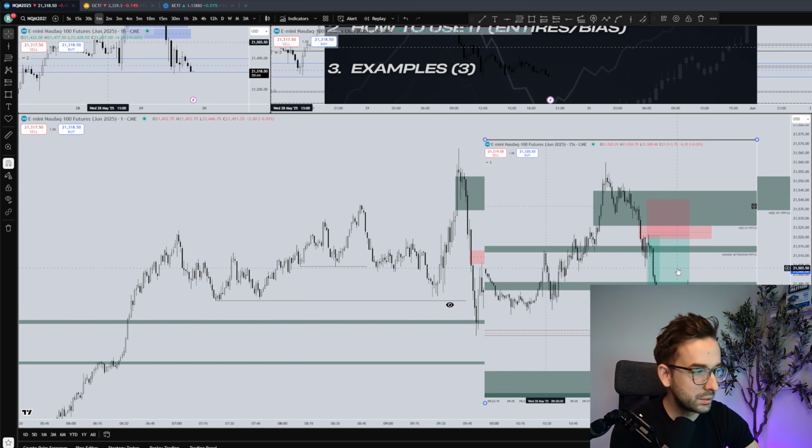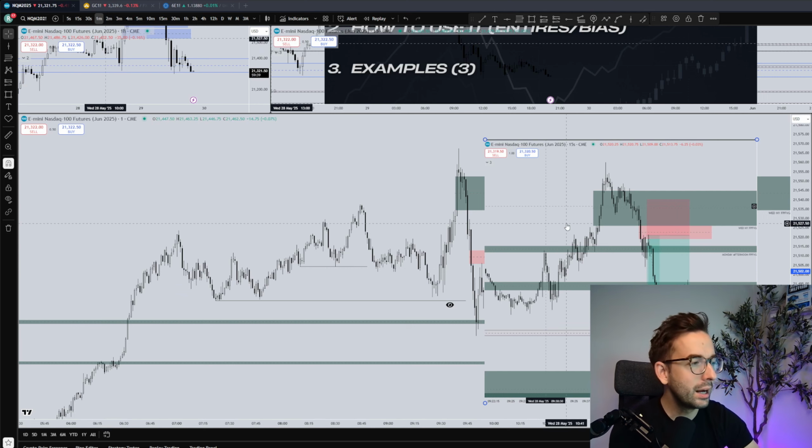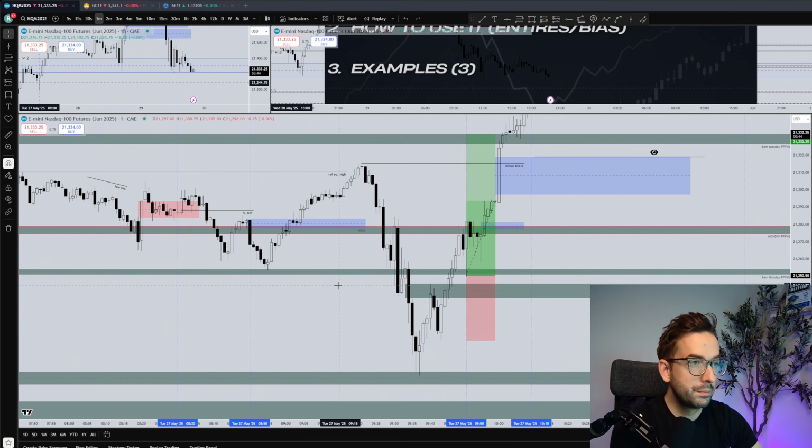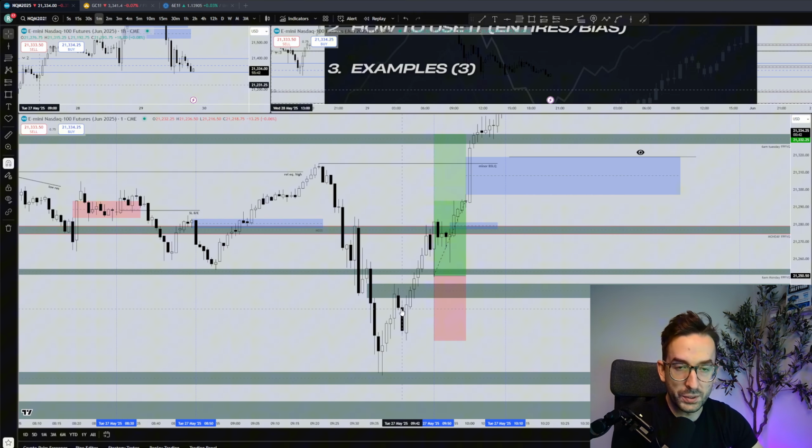This was a small trade. It was, I think, 2.2 to 1 risk reward. But again, here is another example of how we can use the first presentation fair value gap. So here's another example of using the first presentation fair value gap. This is from Tuesday's trading day.